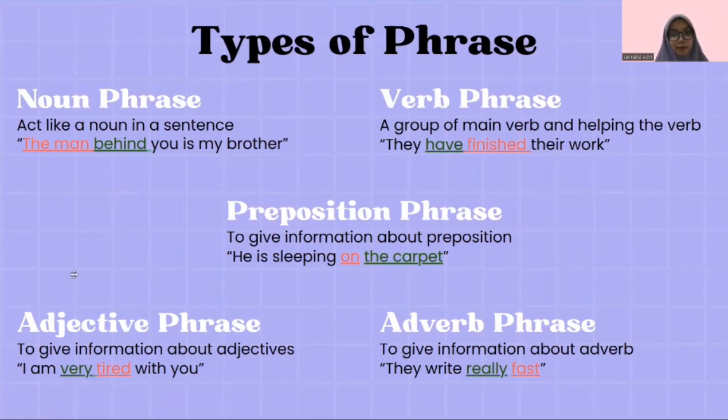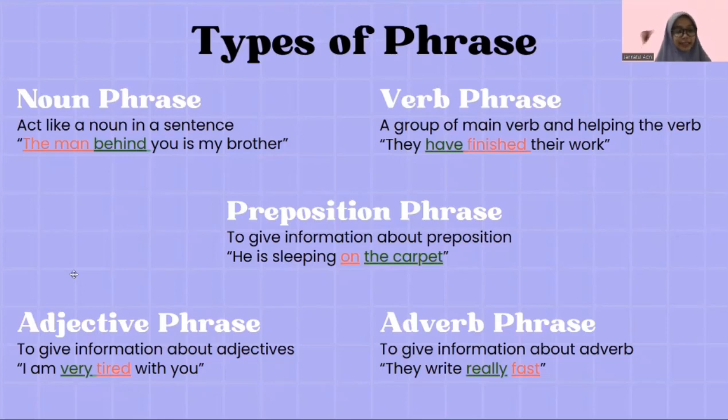So the second is the verb phrase. It is a group of a main verb and a helping verb. The verb phrase here is the word "have" because it explains the verb "finish." Next is the prepositional phrase, to give information about the preposition. He is sleeping on the carpet. The carpet here has a function to give information about the preposition so that the preposition becomes clear. Where was he sleeping? So he is sleeping on the carpet.